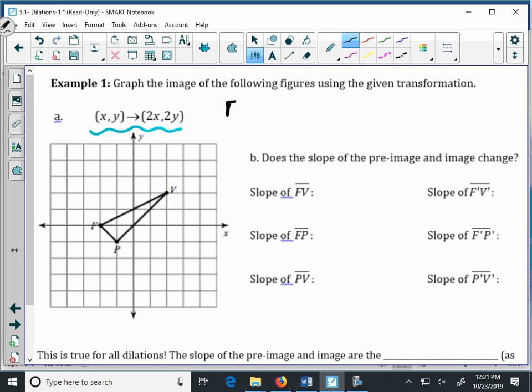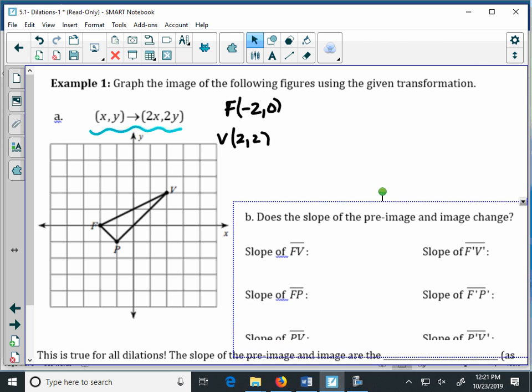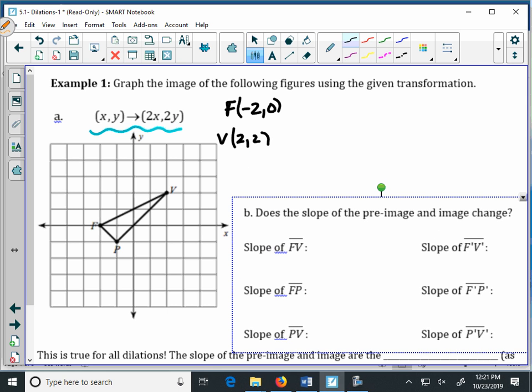What are the coordinates of F? Negative 2, 0. What are my coordinates of V? 2, 2. What are my coordinates of, down a little bit, of P? Nope, wrong color.